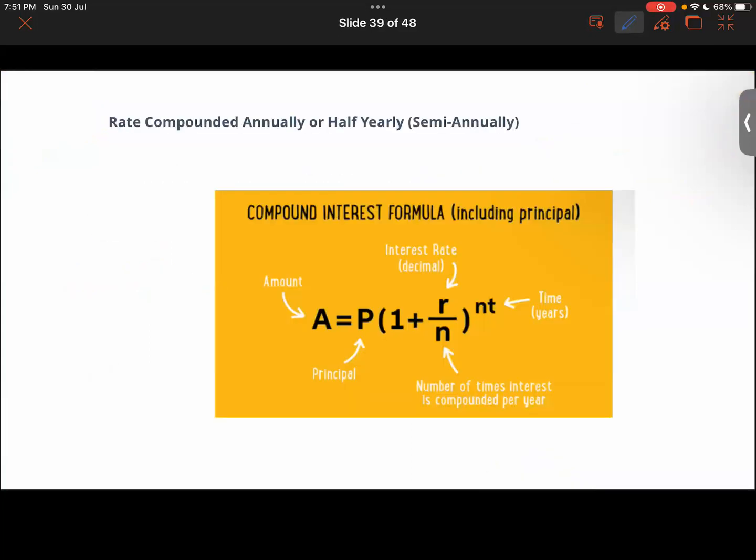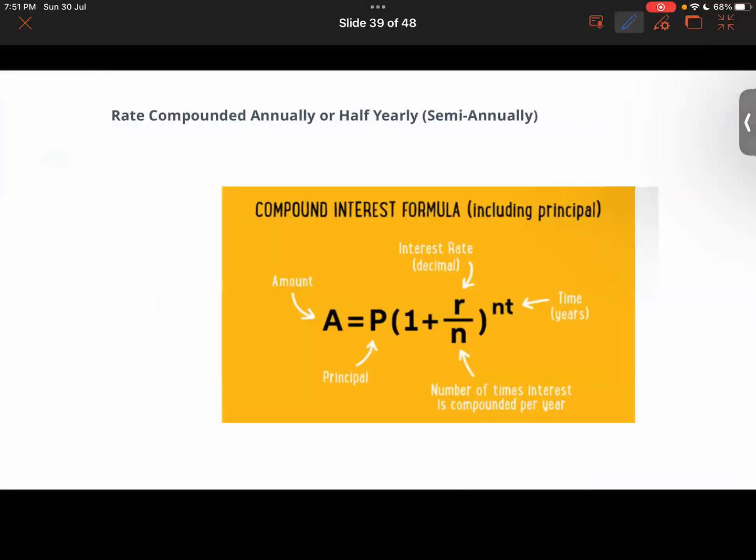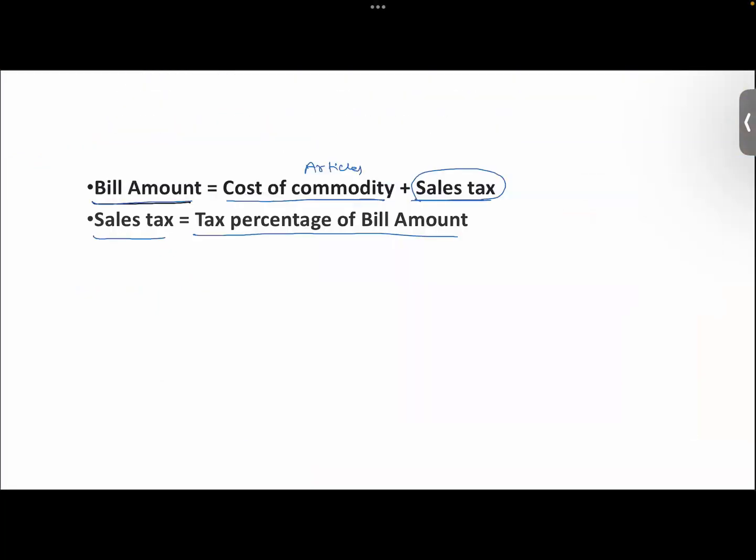Now, in today's class, we will be talking about how we find the rate of interest when interest is compounded half yearly or quarterly. Before we talk about that, there was one more thing I needed to discuss. Let me discuss that one first, and then we will move ahead.